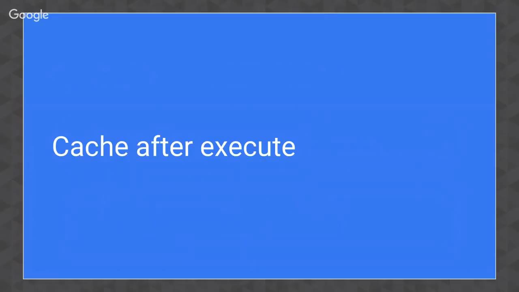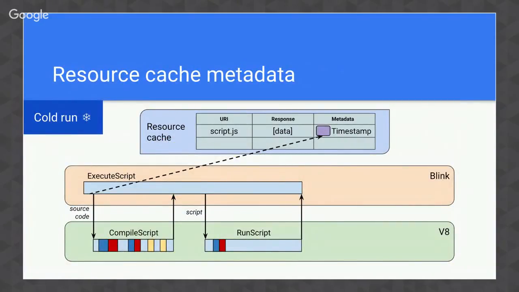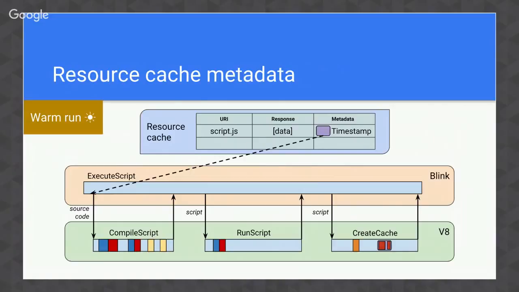So one thing we introduced this year, now I believe in stable, is caching after execute. On a cold run, we will write the timestamp and execute the script as normal, skipping where appropriate. Same as before. On a warm run, we read off that timestamp and we execute as if it were a cold run. But after that execution, we have a separate cache creation step, which runs after both compilation and running that script. And that's what creates the code cache now. And that's the code cache that actually goes in to the resource cache metadata.